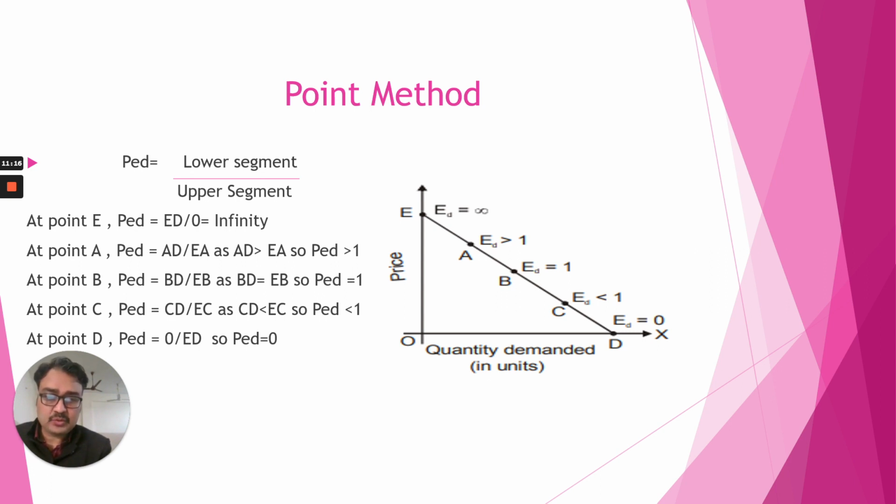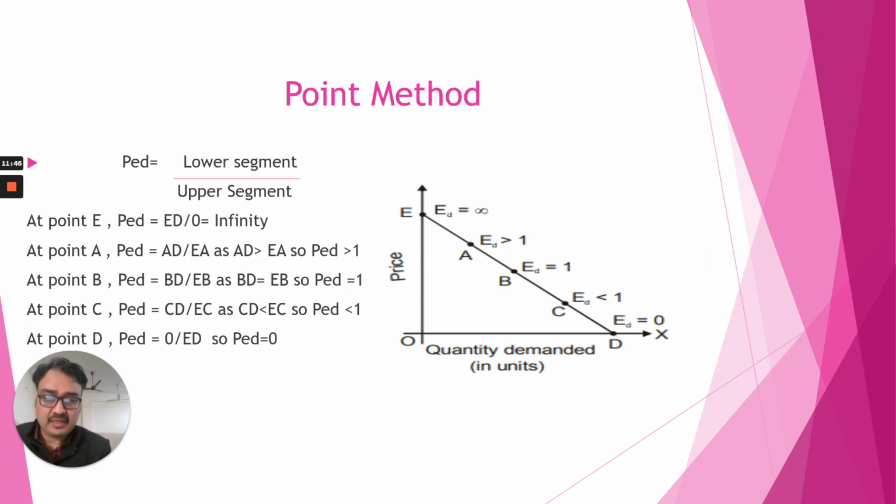So you can see the 5 points on the demand curve, that is point E, point A, B, C and D. One by one we will calculate the price elasticity of demand at these different points. तो सबसे पहले point E पर कर्व का जो लोअर सेगमेंट है that is equal to ED और कर्व का जो अपर सेगमेंट है that is equal to 0. तो ED divided by 0, price elasticity will be equal to infinity.